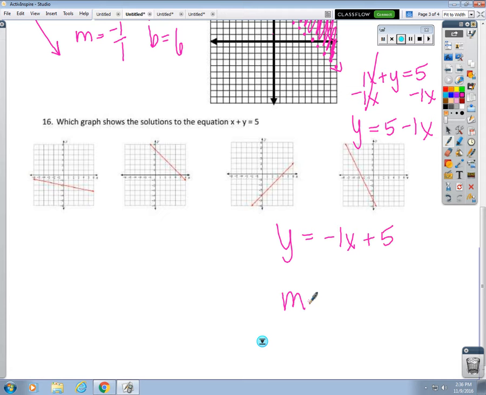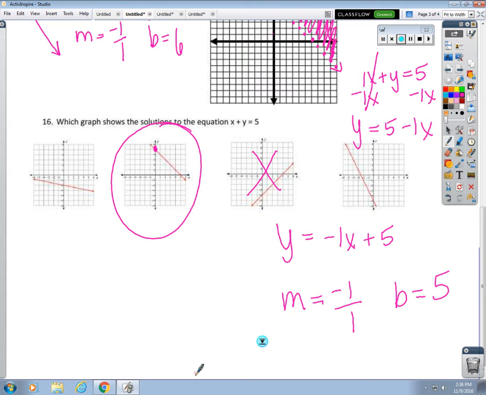So what's our slope? Which makes us know that our line's going to go down, so that eliminates choice C. And then what's our y-intercept? What's the only line remaining that crosses at positive 5? The second one. It crosses at positive 5 and it goes down. Okay, next page.